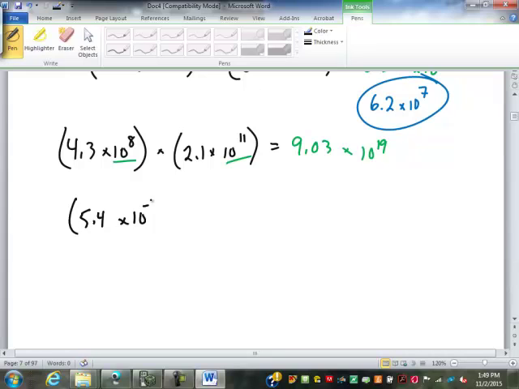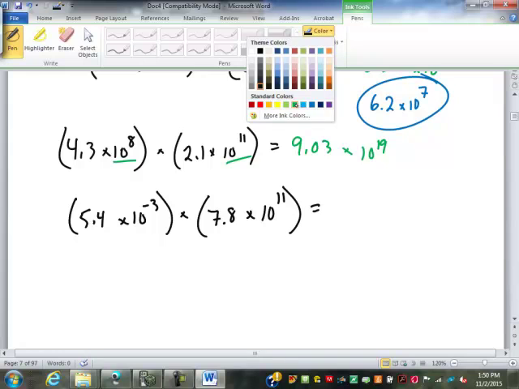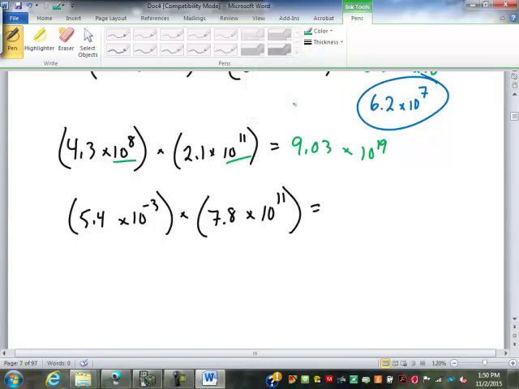5.4 times 10 to the negative 3rd times 7.8 times 10 to the 11th. First, we're going to multiply 5.4 times 7.8, which is 42.12 times 10 to the negative 3 times 10 to the 11th, which is 10 to the 8th. Good. Negative 3 plus 11 is 8.